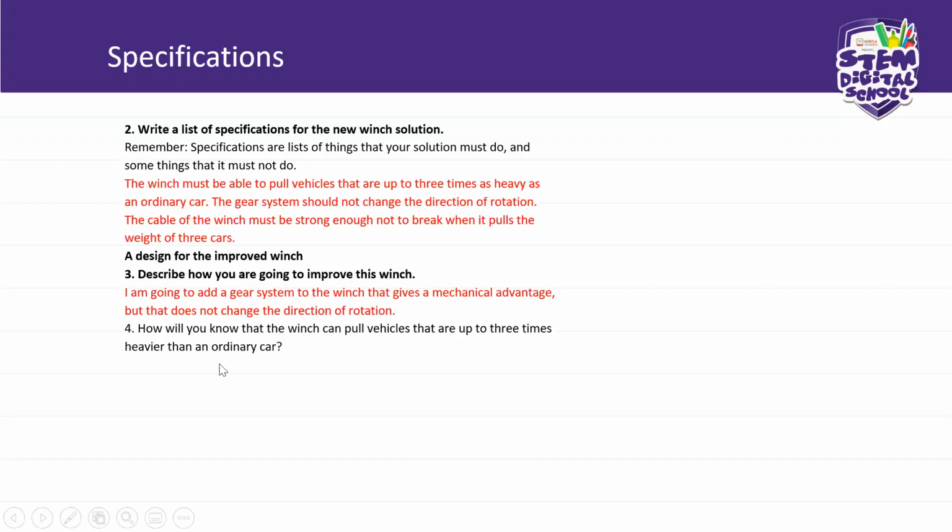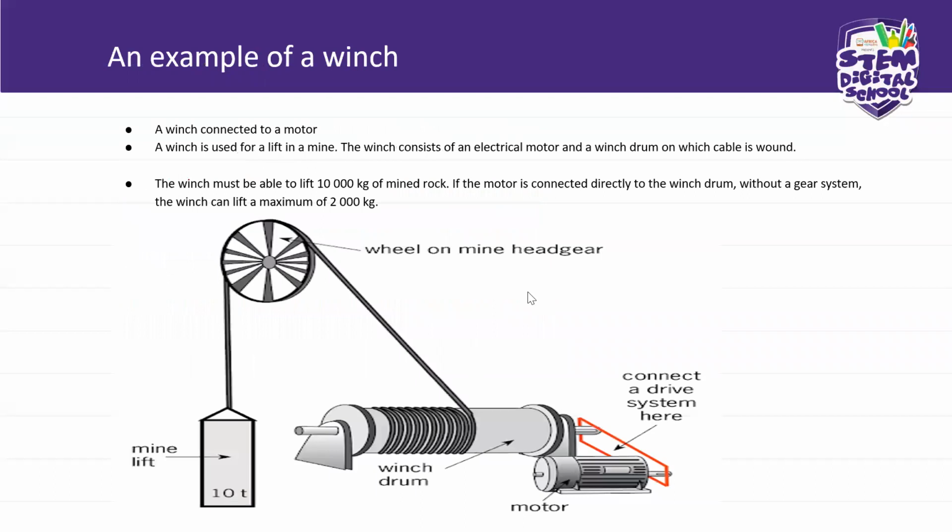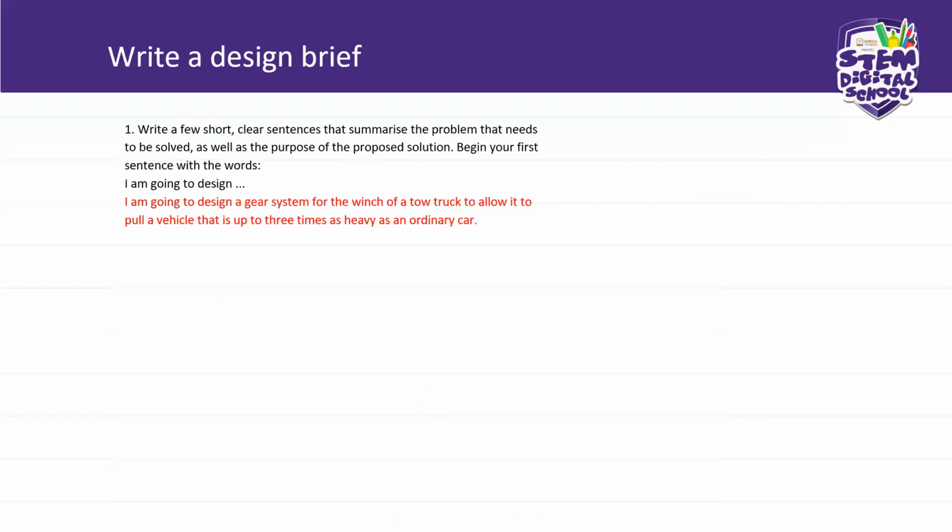Remember, we saw, let's go back. We saw this winch, and this winch doesn't have a gear system. You see, it is lifting a maximum weight of 2,000 kilograms. Okay, right. This winch has a potential of lifting 10,000 kilograms if a gear system could be attached here. But this is a different winch. It's not the winch of a tow truck. It is the winch of a mine head gear. Okay.